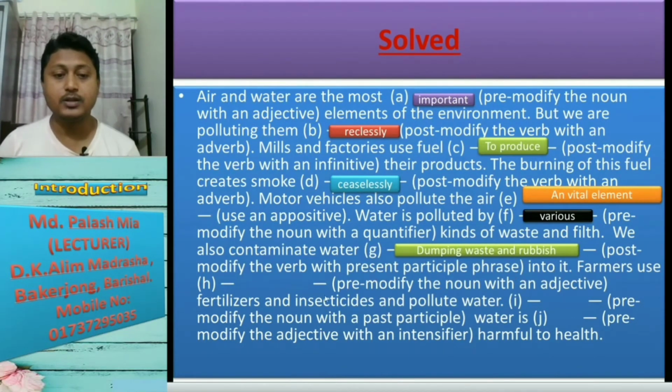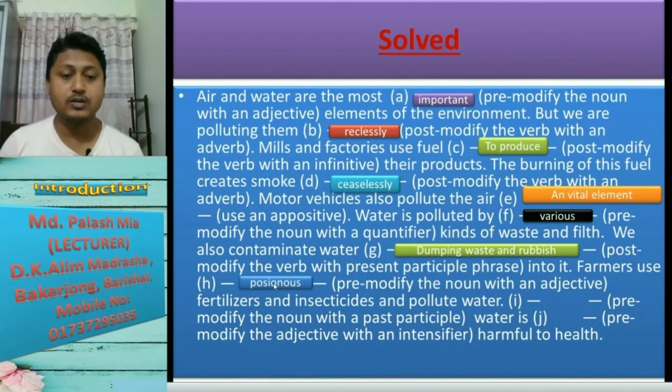Well, farmers use pre-modified nouns with adjectives. Here we have to use a noun adjective. Here we can see poisonous fertilizers and insecticides and polluted water. Again, pre-modify the noun with a past participle. Here, past participle, so we can see polluted water. Okay, polluted water.